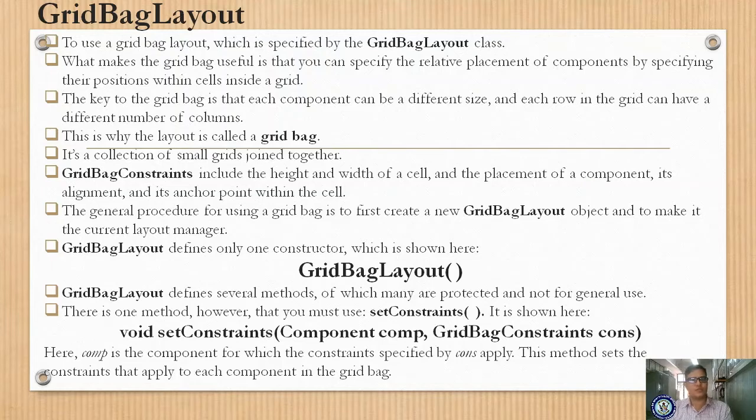The general procedure for using a grid bag is to first create a new GridBagLayout object and make it the current layout manager. First, what you are supposed to do is create a GridBagLayout object and set it as the current layout manager. Let me see how we can do that. So here the syntax is given, GridBagLayout, and this is the general syntax we are following. By using this GridBagLayout we have several methods. Let us see what methods it supports.